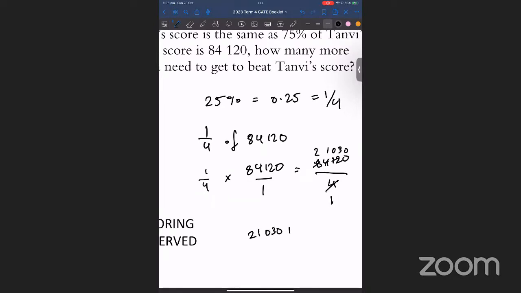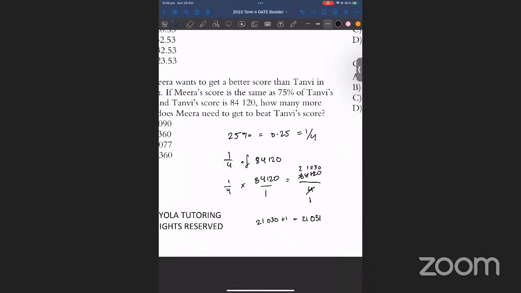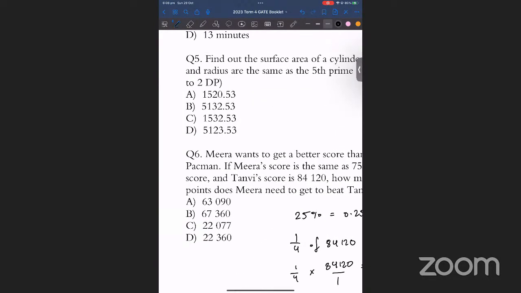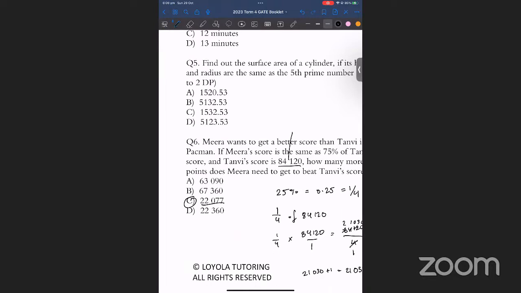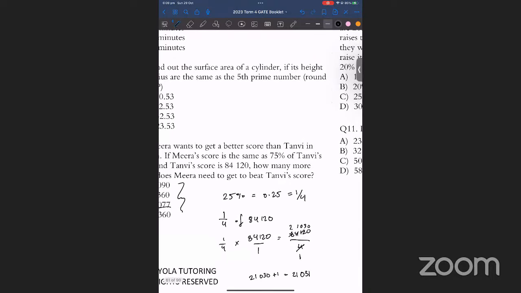So basically, Mira needs 21,030 points plus 1 more point, which is 21,031. The closest answer to that is 22,077. The reason it's not an exact match is that in the original question this number was harder, something like 85,143, which wasn't easily divided by 4. So when we changed it to something easier, we forgot to change it in the multiple choice. But that's how you do this question.